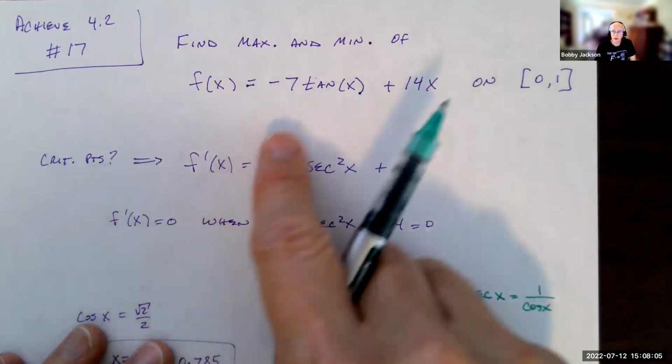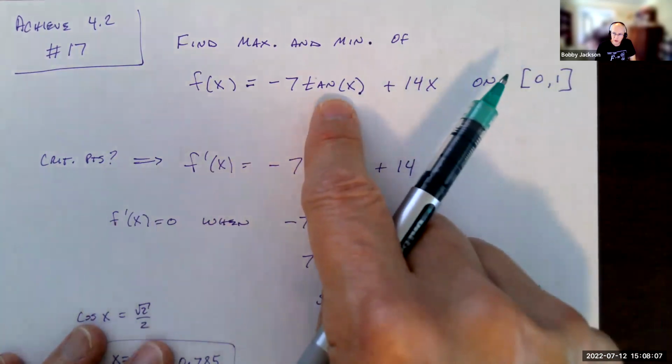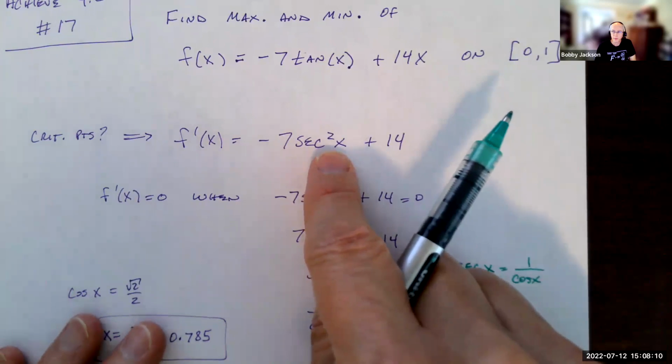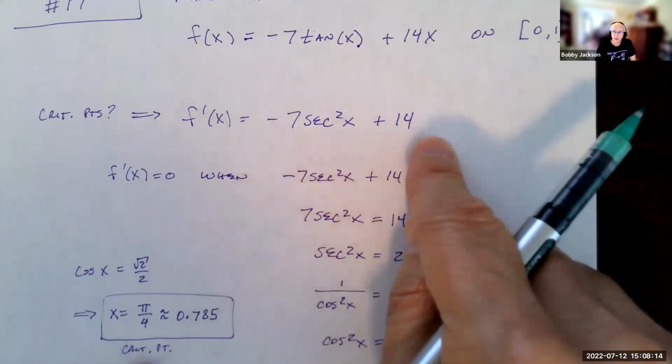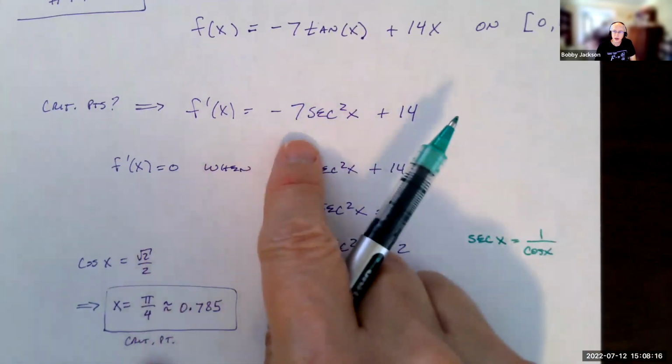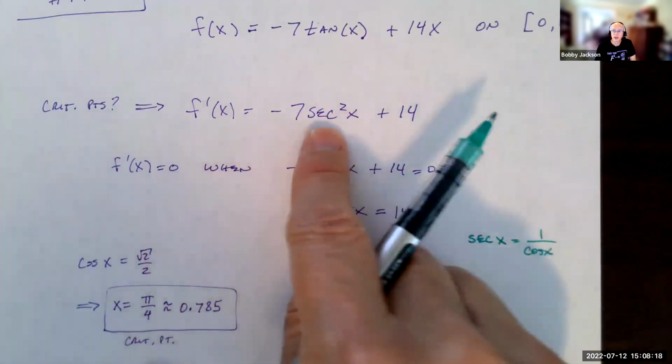We find the derivative. So you have to remember how to find the derivative of the tangent function. Remember, that's secant squared. Derivative of 14x is 14. So there's my derivative. So the derivative is, first of all, it's never undefined.